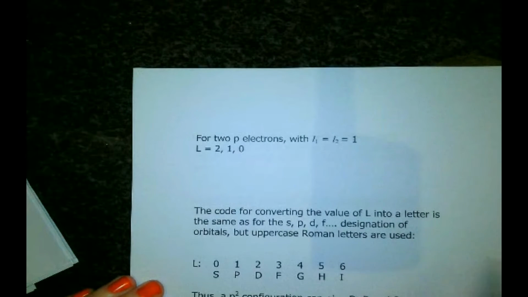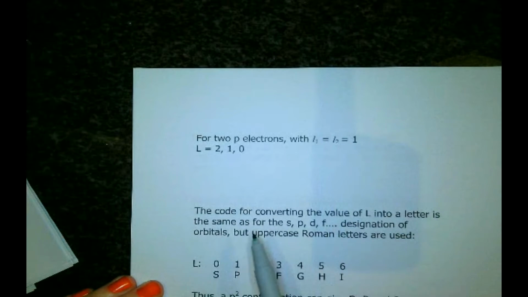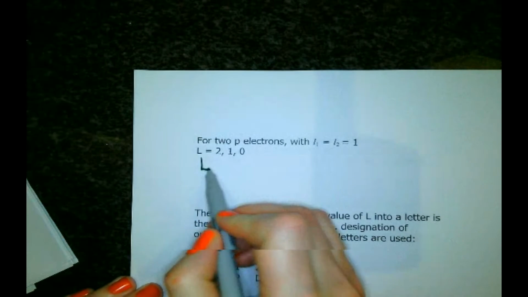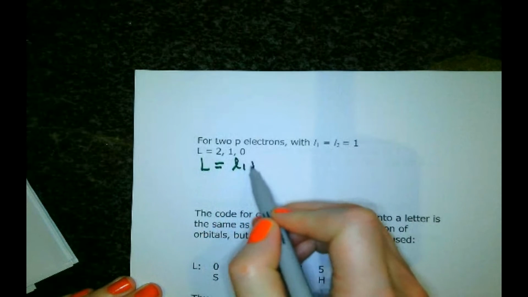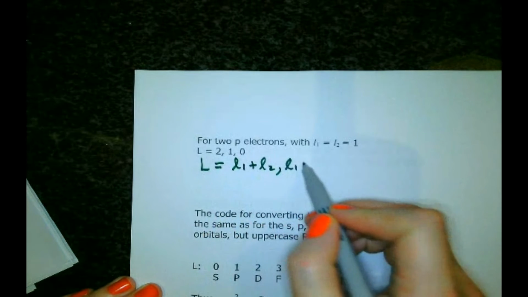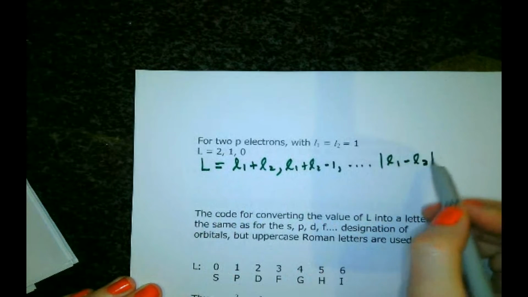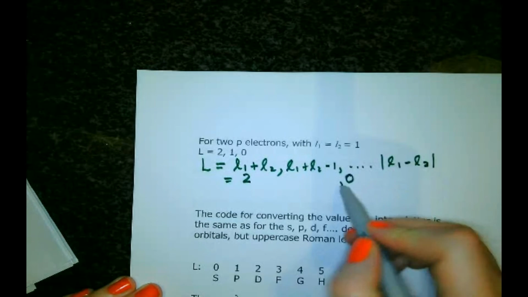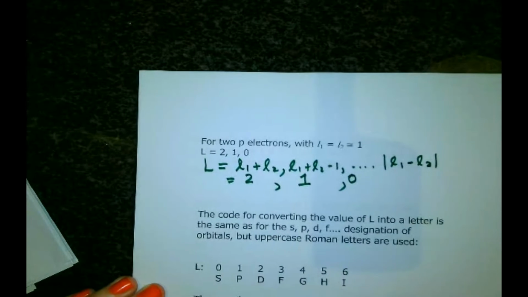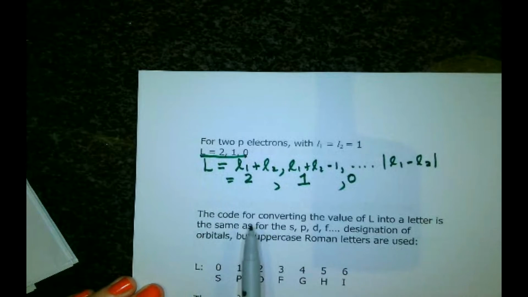Okay, let's look at another example. For 2p electrons, L1 is 1, L2 is also 1, because they're both 2p electrons. So our total orbital angular momentum is L1 plus L2, L1 plus L2 minus 1, up to L1 minus L2. Maximum 1 plus 1 is 2, minimum 1 minus 1 is 0, and the value in between is 1. So my L values are 2, 1, and 0.